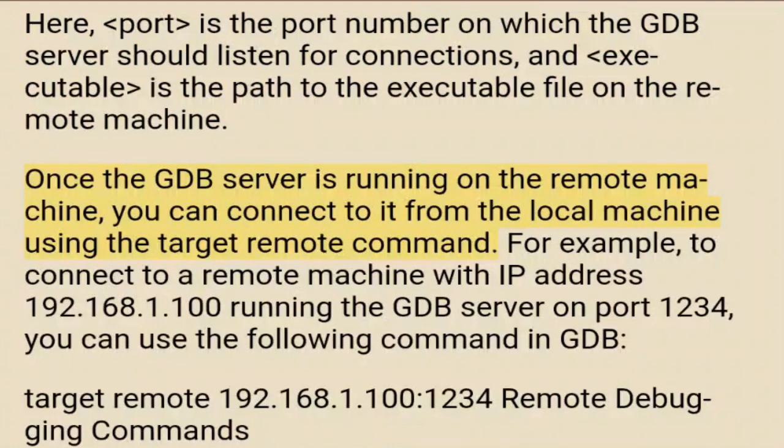Once the GDB server is running on the remote machine, you can connect to it from the local machine using the target remote command. For example, to connect to a remote machine with IP address 192.168.1.100 running the GDB server on port 1234, you can use the following command in GDB: target remote 192.168.1.100:1234. Remote debugging commands.